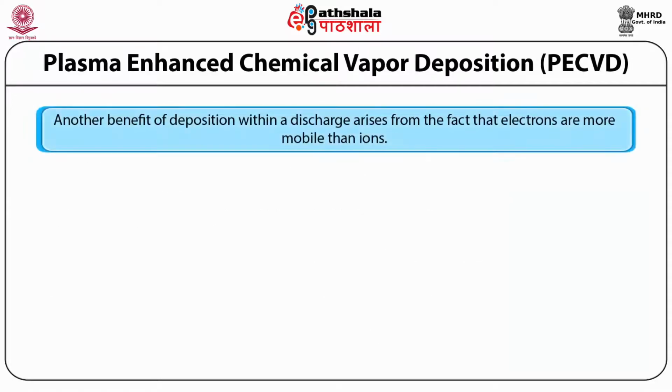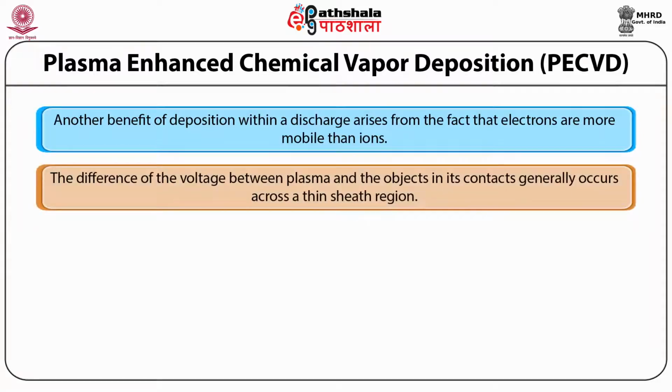Another benefit of deposition with a discharge arises from the fact that electrons are more mobile than ions. Due to this, plasma becomes the most positive among the things it is in contact with. So the difference of the voltage between plasma and the objects in its contact generally occurs across a thin sheath region. So here the ionized atoms or molecules diffuse to the edge of the sheath region.